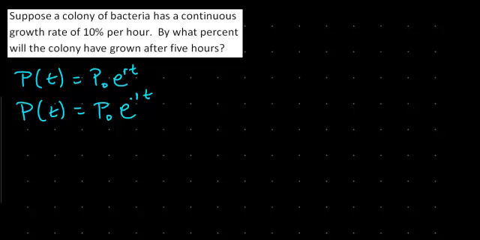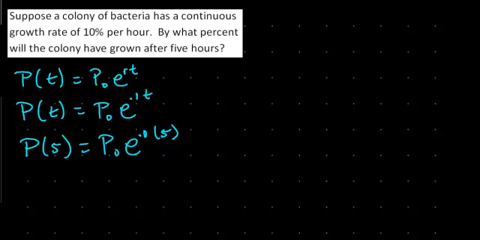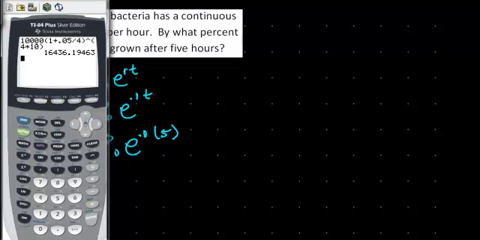So let me just plug it in and show you how this is going to work. P of 5 equals P naught times e to the 0.1 times 5. Okay? And let's get what that e to the 0.1 times 5 is. So I'm going to clear all this out. So e raised to the 0.1 times 5 is going to equal 1.649. Let's go with 4 decimals, 1.6487.